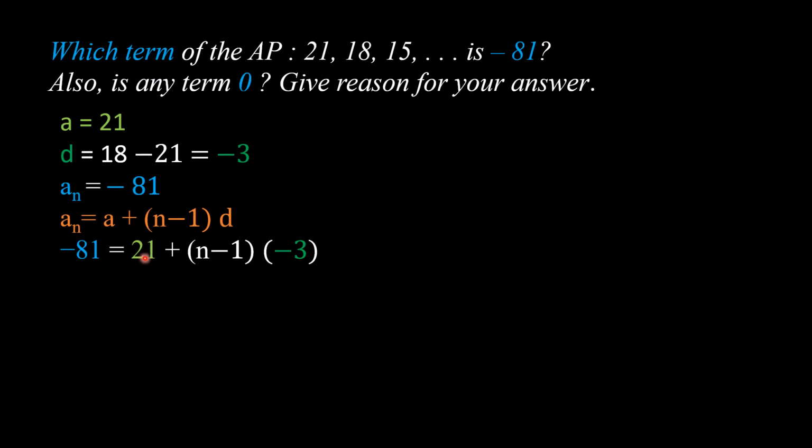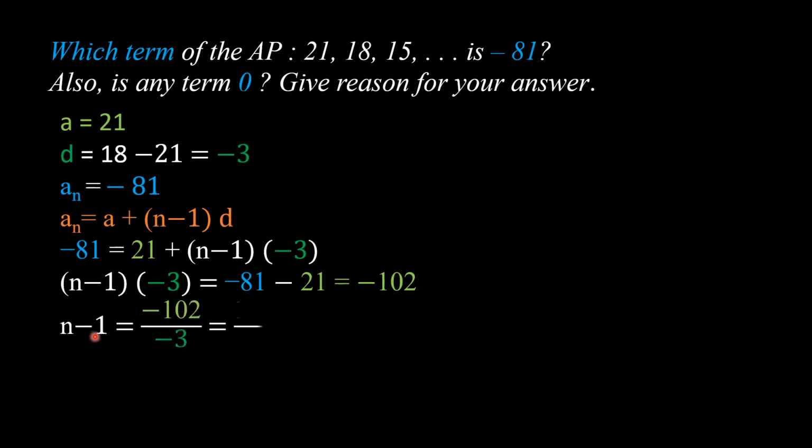We will take this minus 21 to the left hand side and write n minus 1 multiplied by minus 3 equals minus 81. 21 when it goes to the left side will become minus. Minus 81 minus 21 is minus 102. Now we will divide by minus 3.